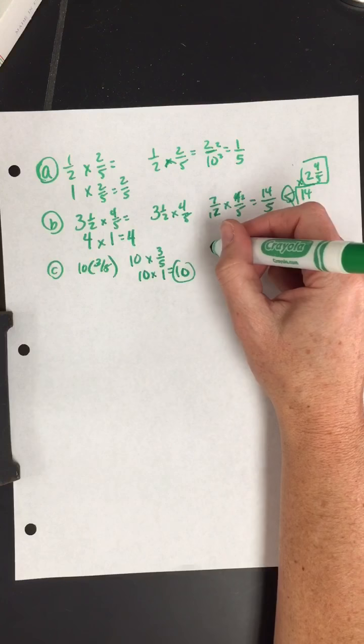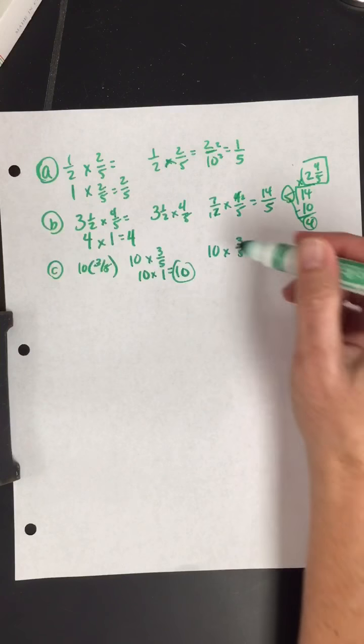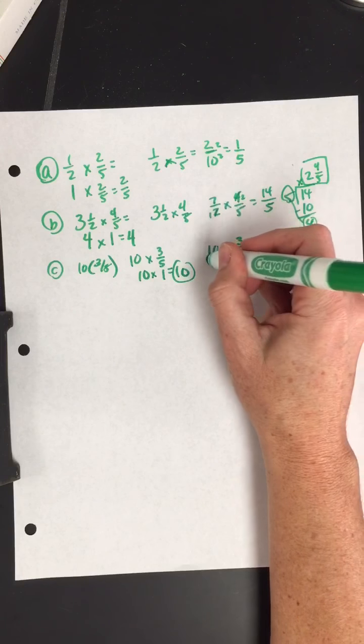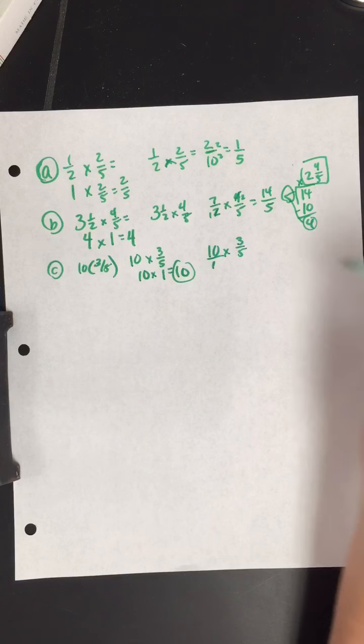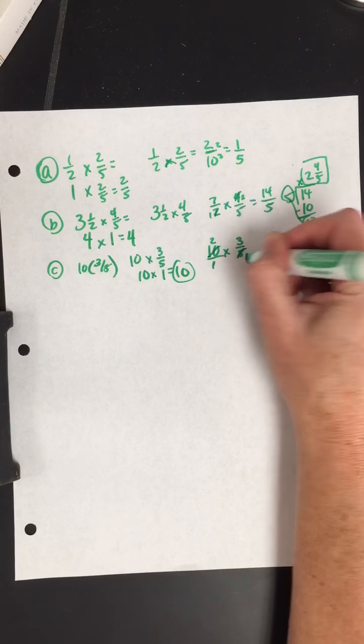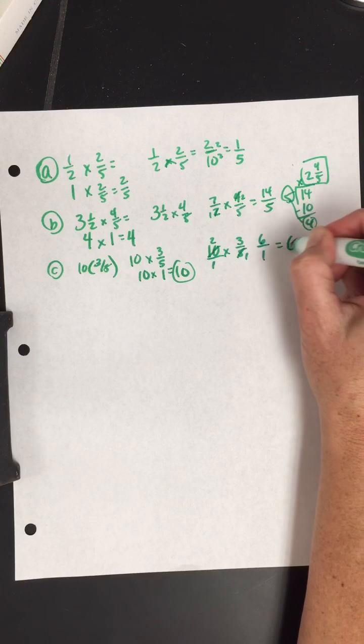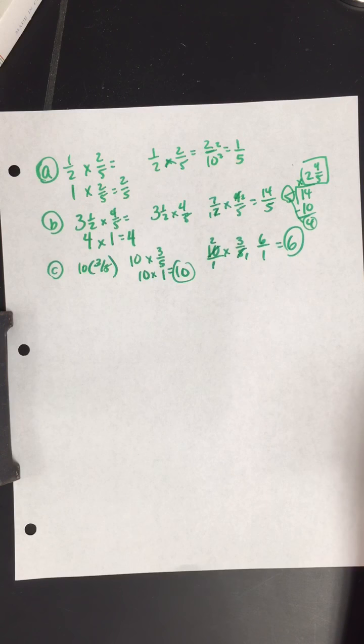Now we have our exact. To be able to multiply these, you put your whole number over 1. Again, I can reduce. 5 goes into 10 twice. 5 goes into itself 1 time. 2 times 3 is 6. And our answer is 6.